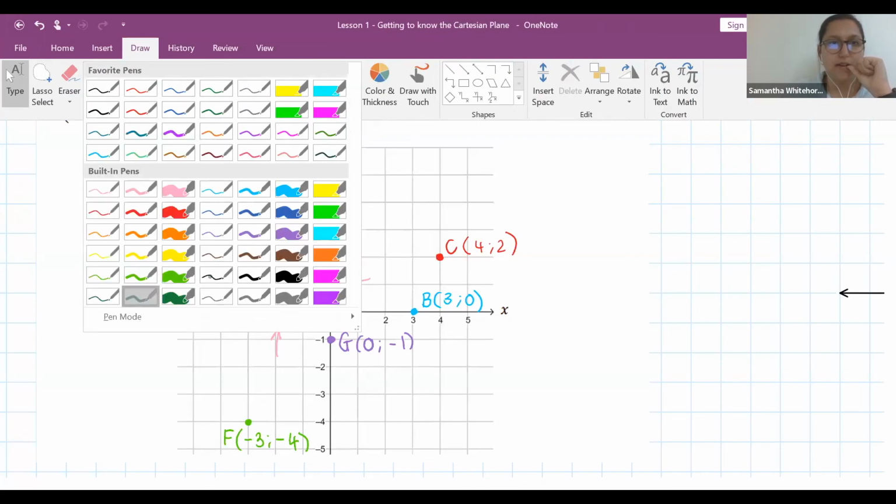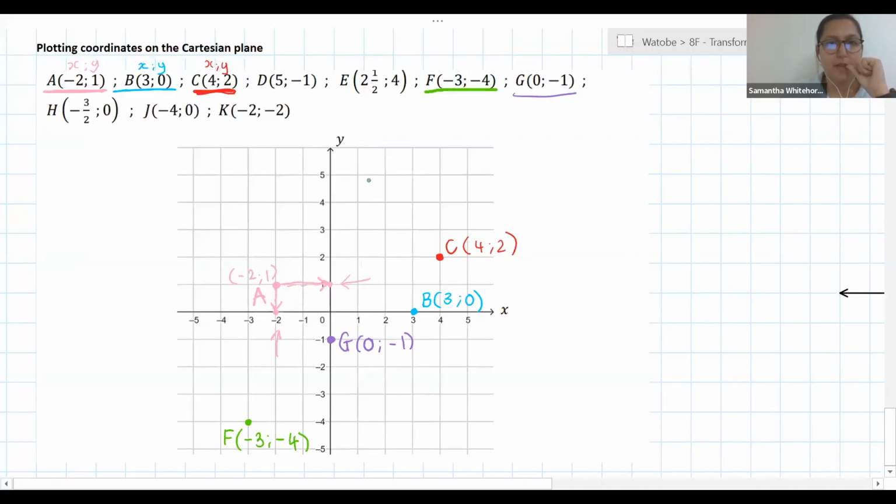fraction. Let us try, how mean do I want to be? Let's try E. Okay, so we've got 2.5 and 4. So think about where that should be. Think about what that means in terms of your axes, especially for the X. And then let's go.